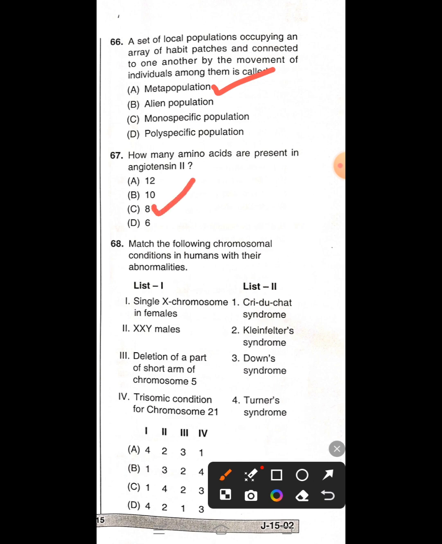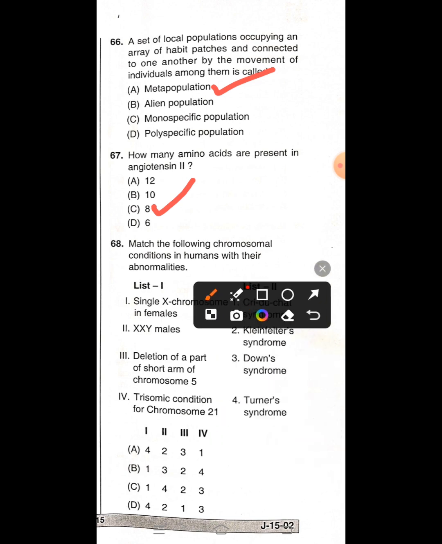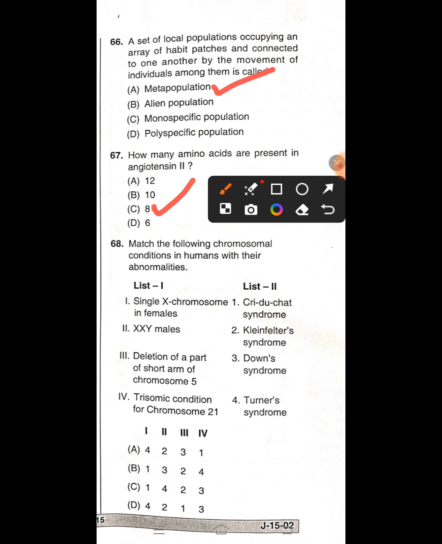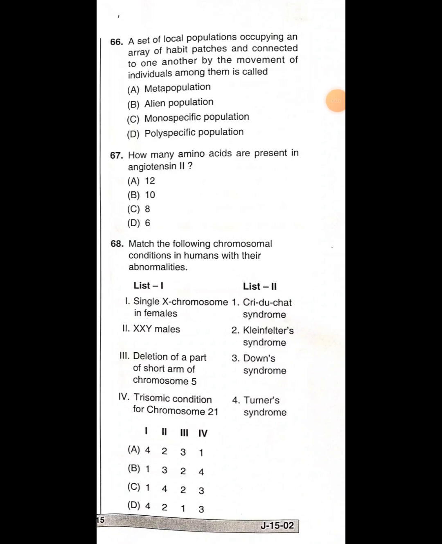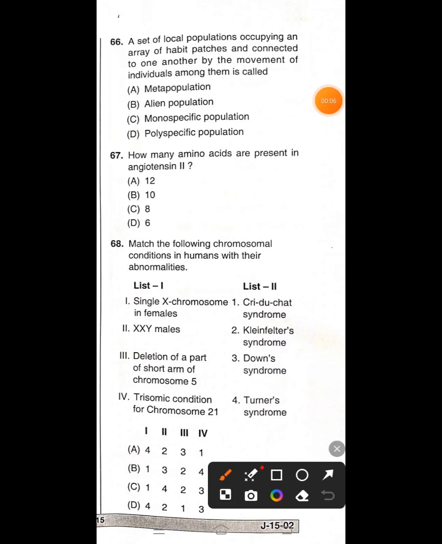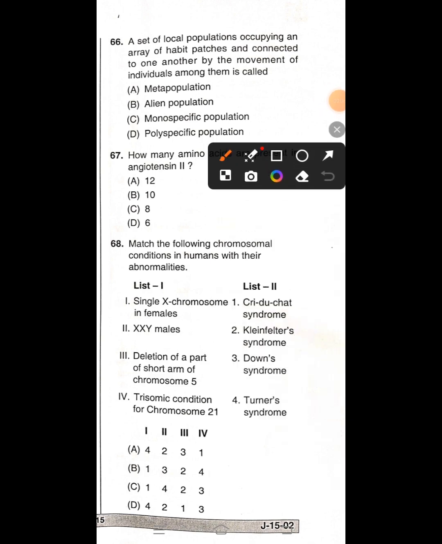Match the following chromosomal conditions in human with their abnormalities. So chromosomal abnormalities are given. Single X chromosome in females, XXY males, deletion of a part of short arm of chromosome 5, trisomic condition for chromosome 21. So I'm going to give you the correct answer. For this the correct answer is D.